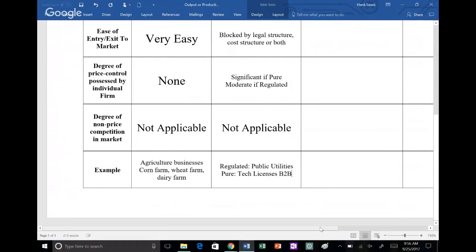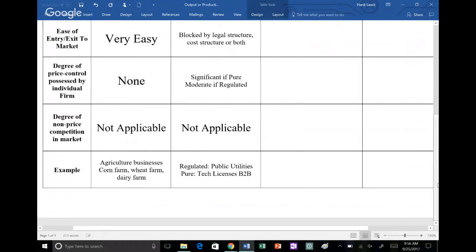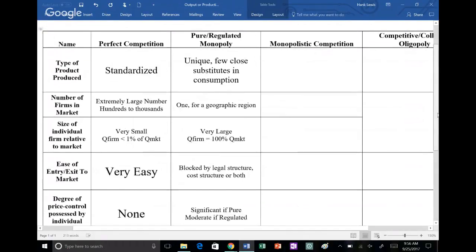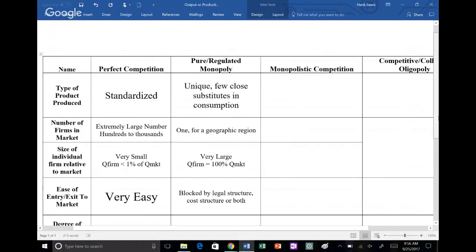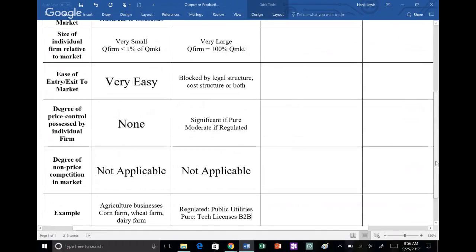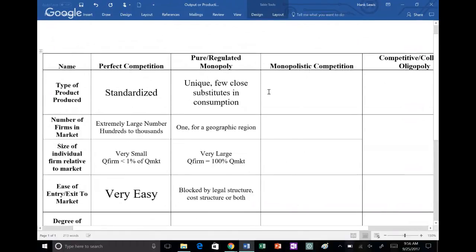But a lot of tech companies out there, like the folks that have the license for the iPhone, for example, the folks that have the license for Blu-ray technology, they have a business-to-business pure monopoly. You can't have a direct-to-consumer pure monopoly, but you can have a business-to-business pure monopoly.